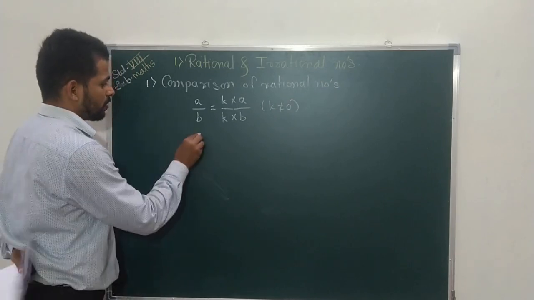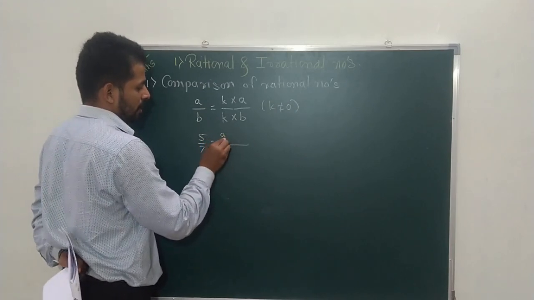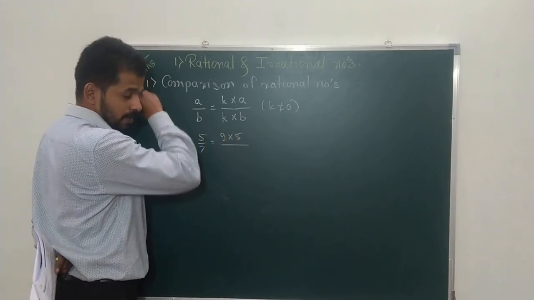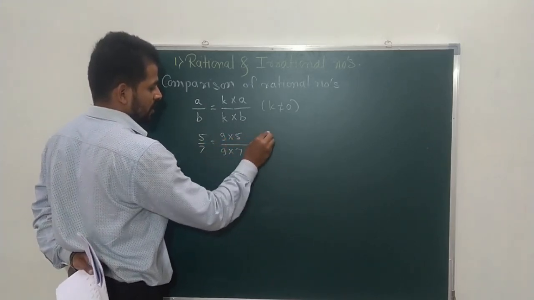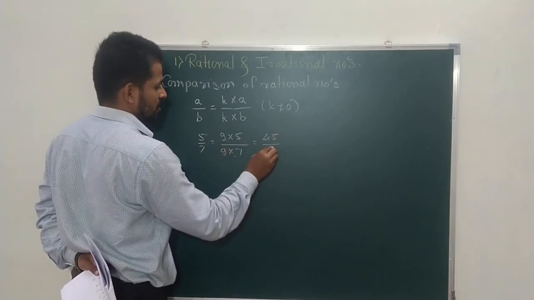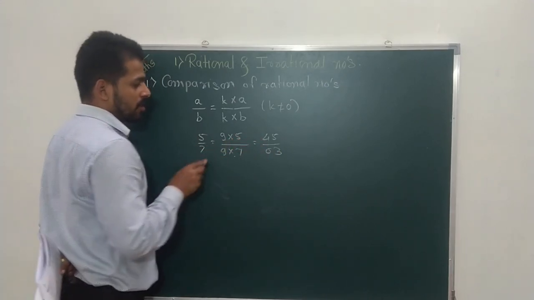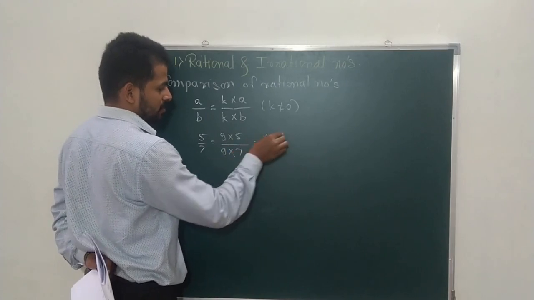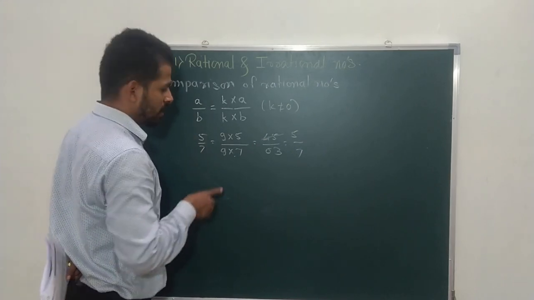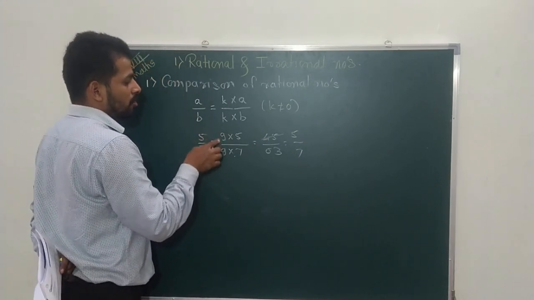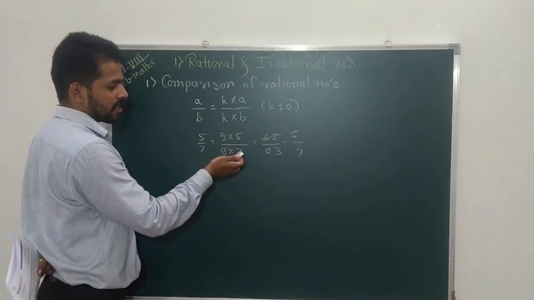We take one example. Suppose 5 upon 7, and I want to multiply by 9. That is 9 multiplied by 5 and 9 multiplied by 7. The value doesn't change. Reason: 9 5s are 45 and 9 7s are 63. I know 5 upon 7 and 45 upon 63 look different, but when you again divide by 9, that is 9 5s are 45 and 9 7s are 63, again 5 upon 7 comes as it is. So when we multiply the numerator and denominator by the same number, the value doesn't change, because the 9 cancels again and 5 upon 7 remains.